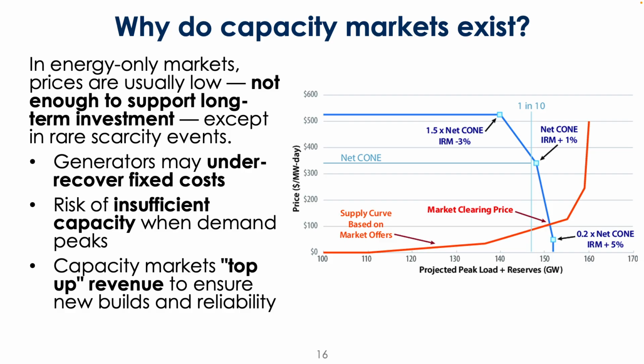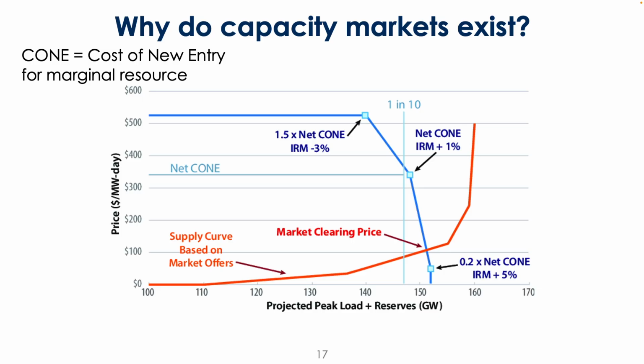Okay, let's talk about this plot. This is the way that we're going to break down, in a similar way to this plot, how the capacity markets work. Starting with here, this is our red line. You can actually think of this as very similar to the way we constructed our dispatch curve, right? So this is a supply curve based on market offers.